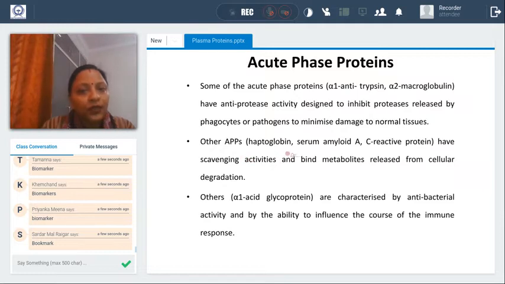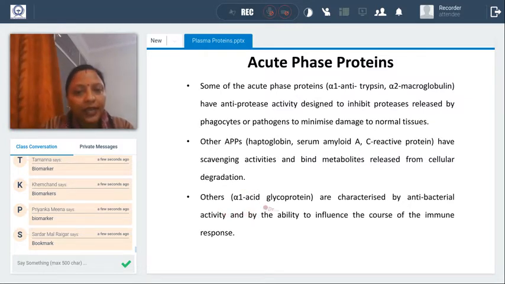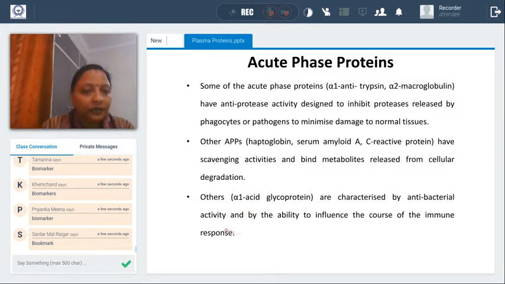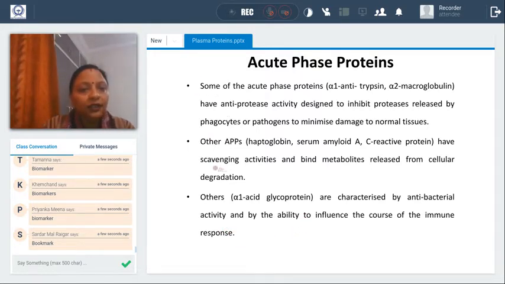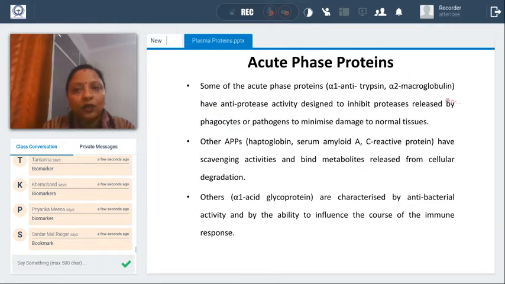Other APPs like haptoglobin, serum amyloid A, and C-reactive protein have scavenging activities and bind metabolites released from cellular degradation. Others like alpha-1 acid glycoprotein are characterized by antibacterial activity and by the ability to influence the course of the immune response. So these are the mechanisms of various acute phase proteins.